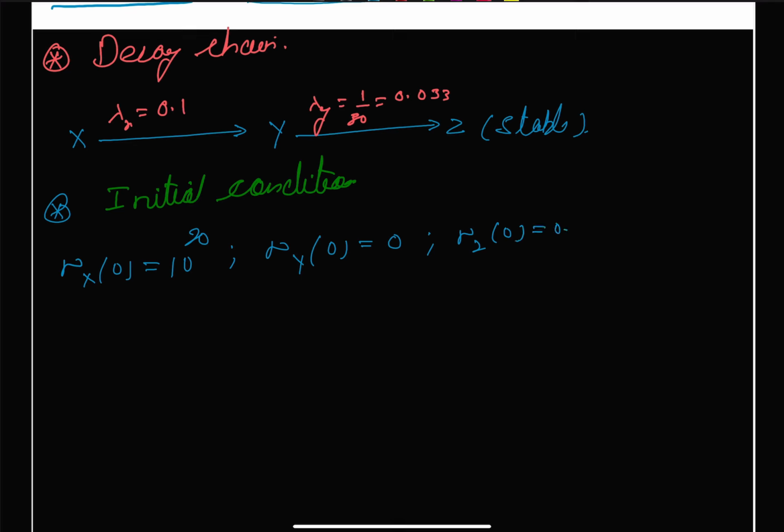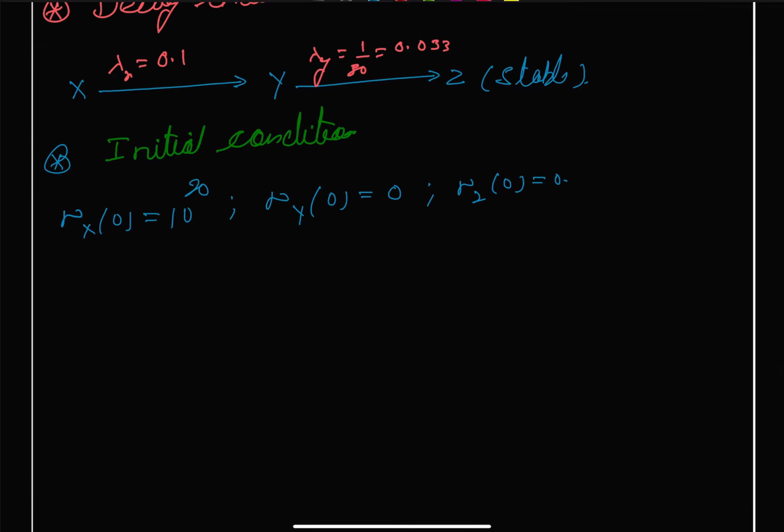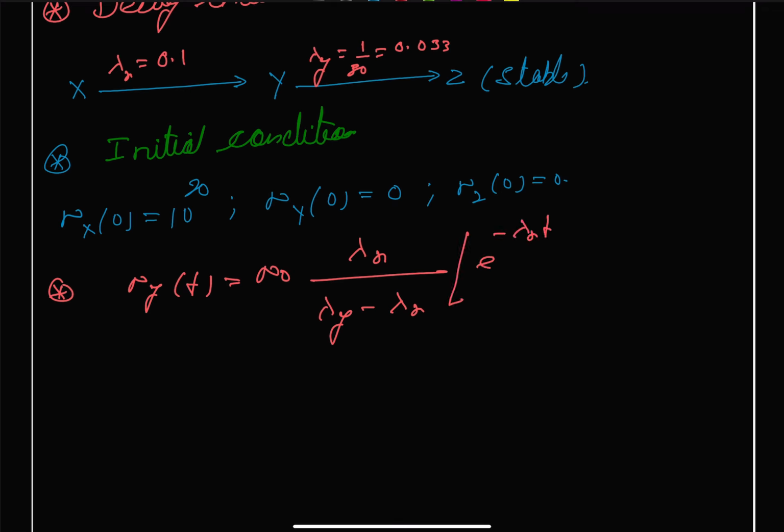And the equation is given to us. So we can write that the equation is n of y at time t is equal to n naught, times lambda of x divided by lambda of y minus lambda of x, times e raised to power minus lambda x t minus e raised to power minus lambda y t.